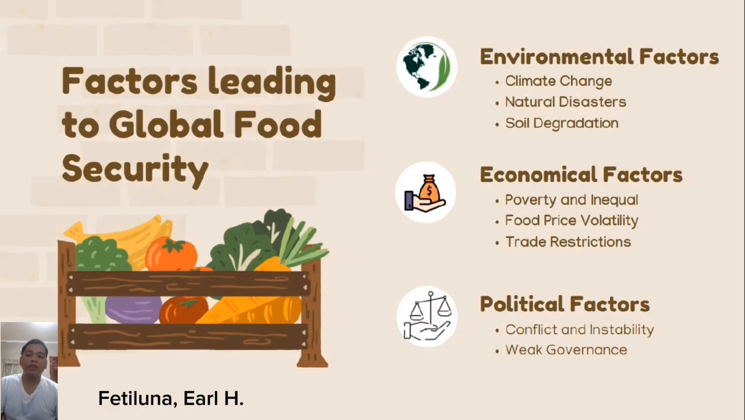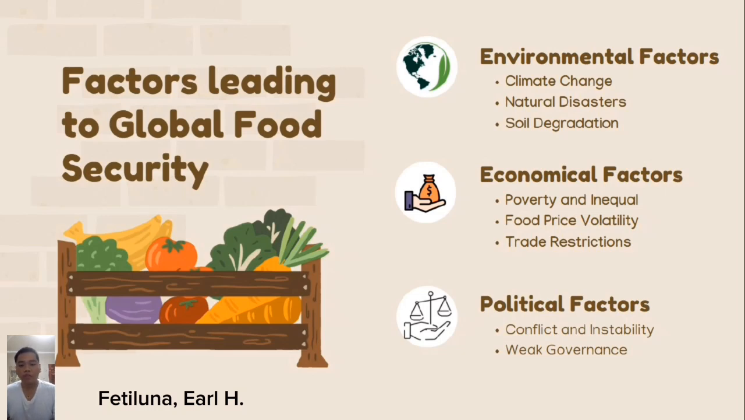Next is natural disasters. Natural disasters like hurricanes, floods, droughts, and earthquakes destroy crops, livestock, and infrastructure. This results in immediate food shortages and long-term disruptions in food production and distribution. Next will be soil degradation. Soil degradation caused by erosion, nutrient depletion, and pollution lowers soil quality and productivity. This leads to reduced crop yields and threatens food production by depleting essential nutrients and contaminating the soil.